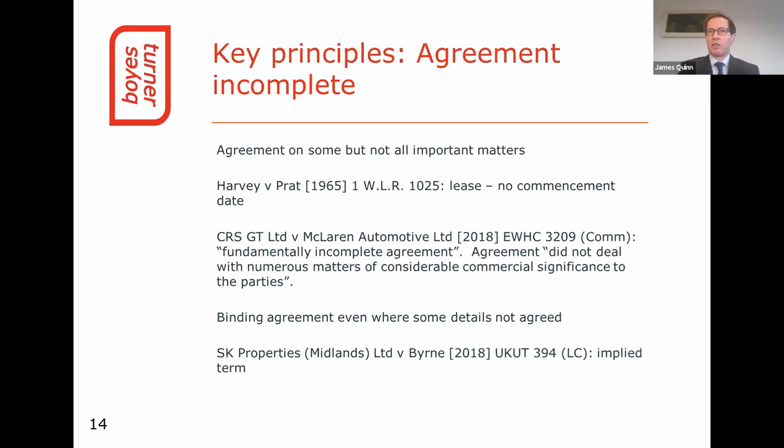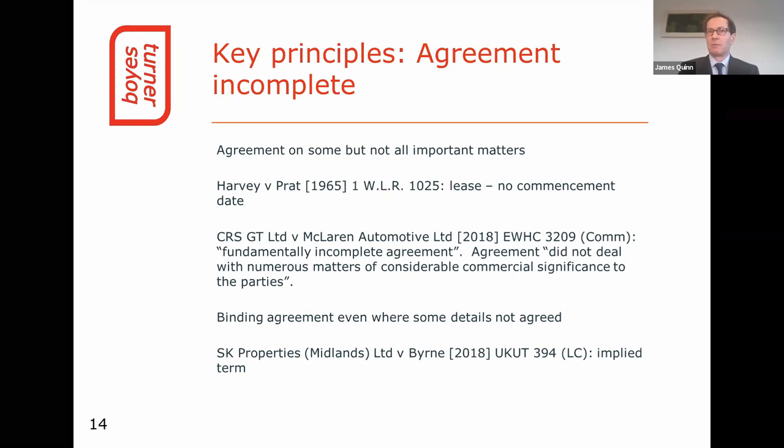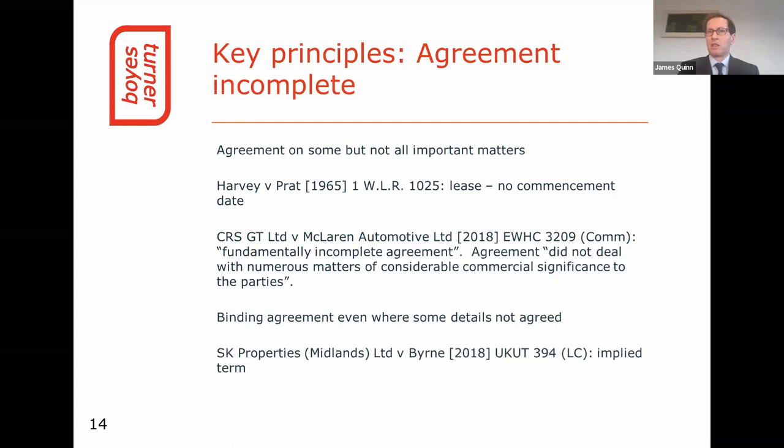As we saw at the beginning of the presentation, an agreement won't be binding if it is incomplete. This will be the case where agreement has been reached on certain terms, but no agreement has been concluded on other important points. Looking at some examples, in Havey and Pratt, a lease agreement didn't specify a commencement date and was therefore held to be incomplete. In CRS and McLaren, the agreement didn't deal with numerous matters of considerable commercial significance to the parties, including ownership of IP rights in the design of a racing car.